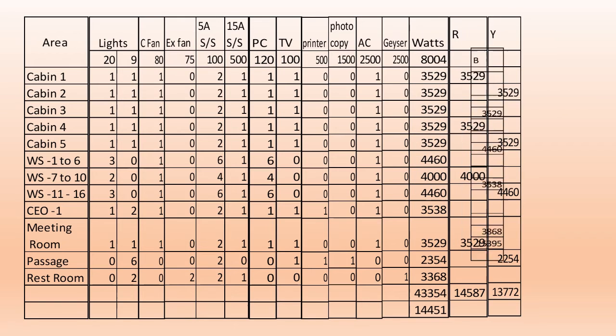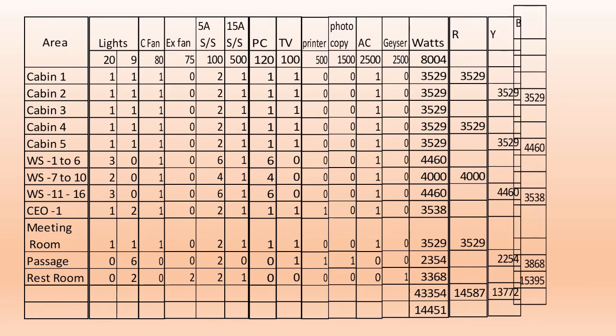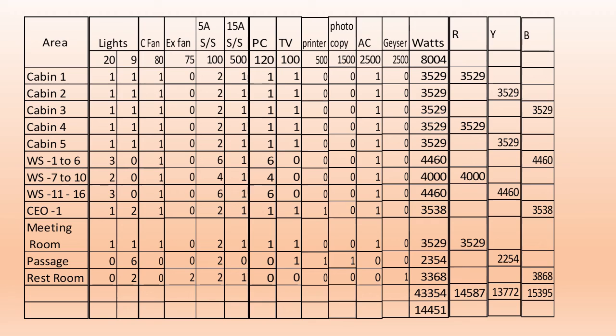There is one condition. There should not be more than 10 percent difference in the phase to phase load sharing. Ensure it is within that 10 percent deviation. This is how a load schedule will be created. After creating the load schedule, we can go for the next steps: wire size, DB design, everything.